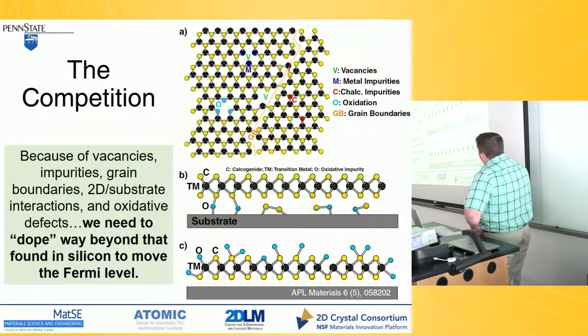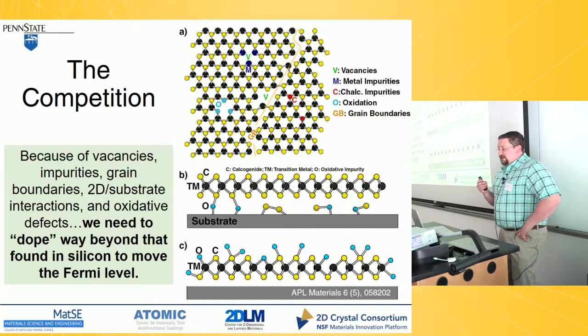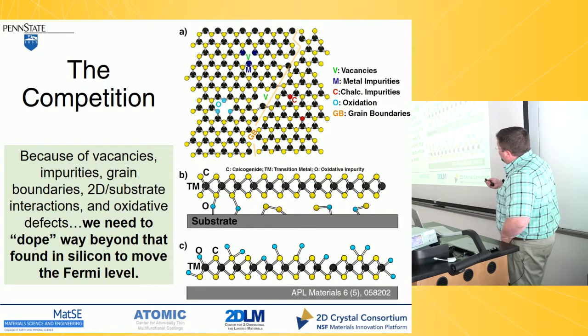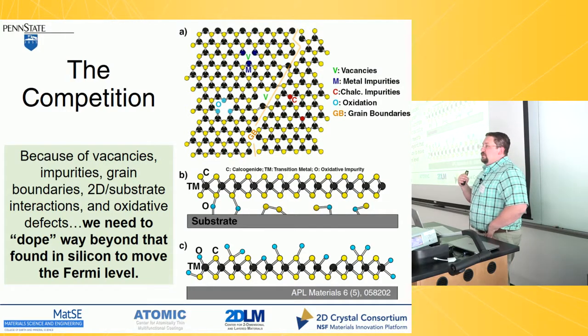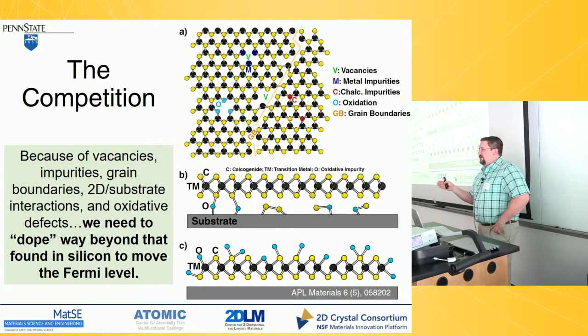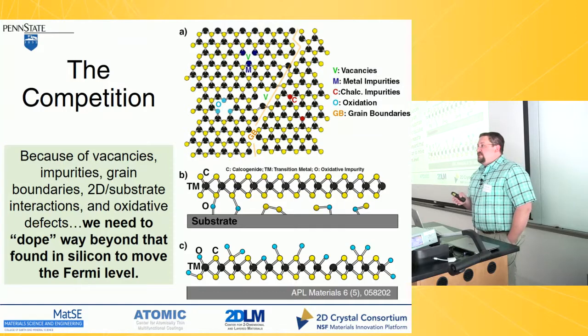So this comes back to this whole competition thing, right? We have all sorts of vacancies, impurities, grain boundaries, etc. So that's pushing us to dope these materials at a much higher level than what you would ever expect to do with traditional III-Vs or silicon. And it's because they're at the monolayer level. It's because you've got these interface interactions.